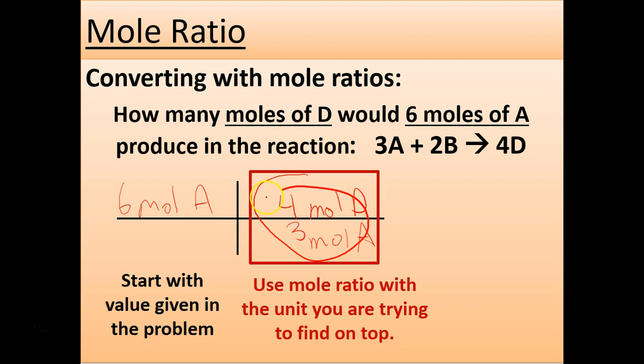The last thing we're going to do is cancel out our units. Moles of A cancels out. It leaves us with moles of D. Multiply the top, divide by the bottom. So 6 times 4 is 24, divided by 3 is going to be 8 moles of D.